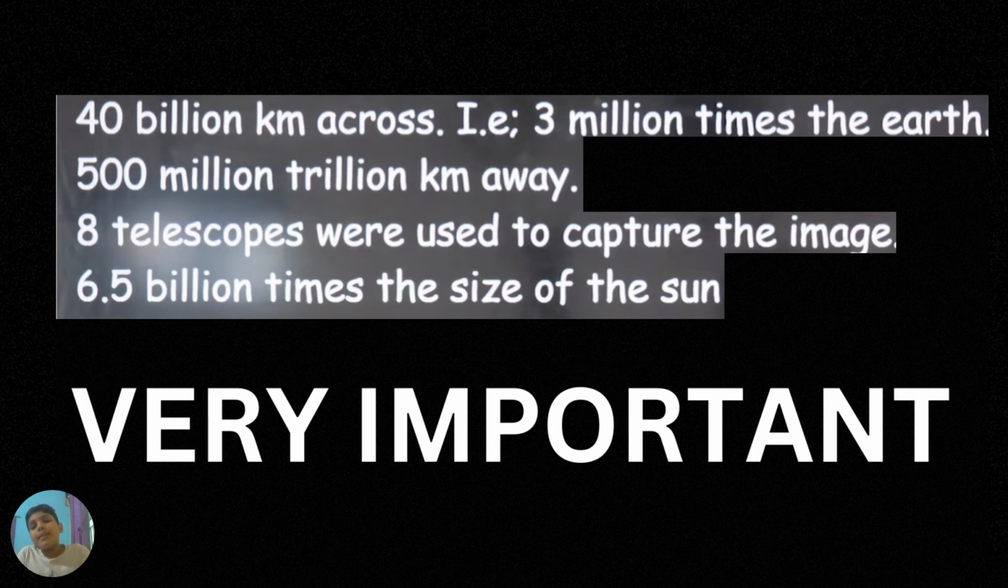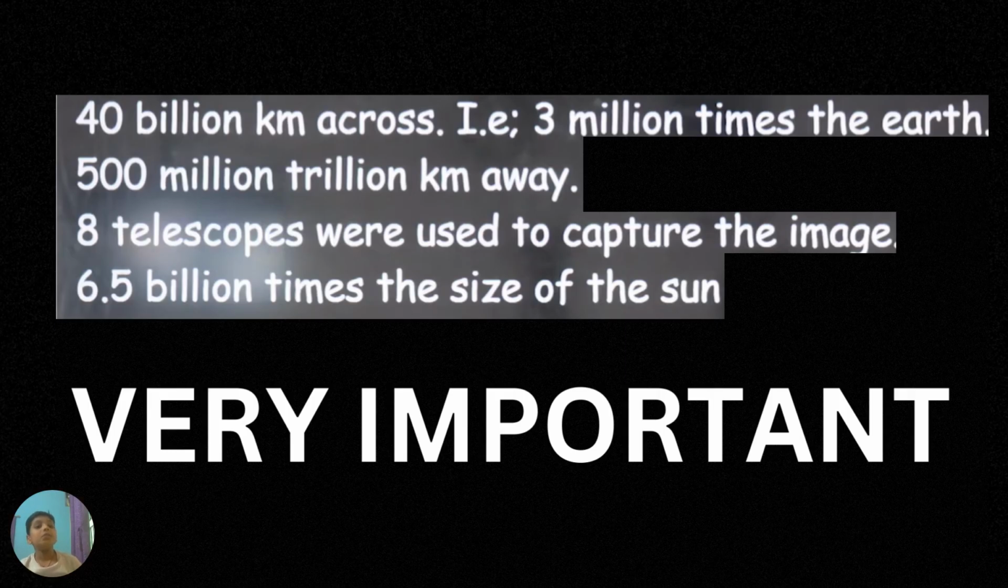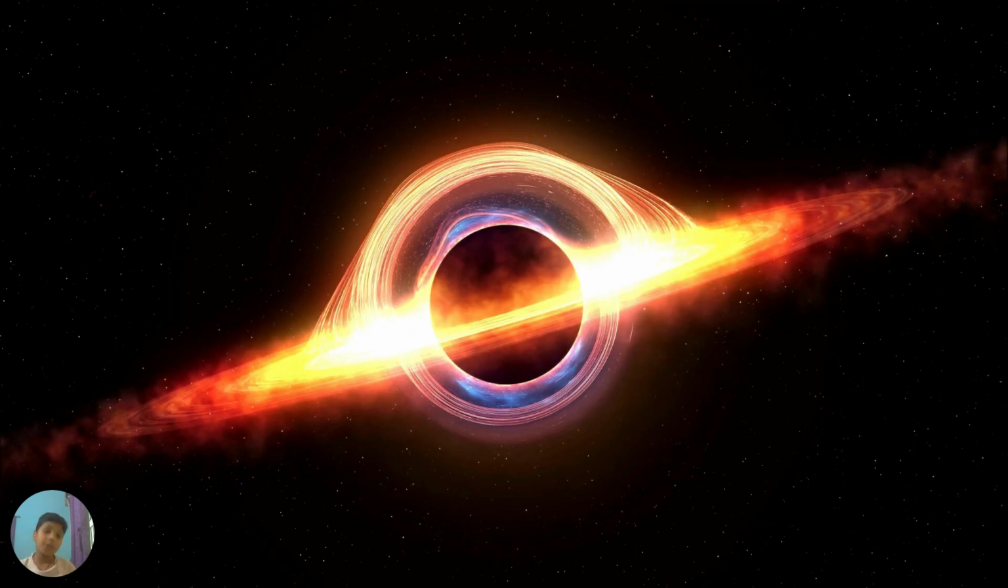So now, very important things about the black hole: it is 4 million kilometers across, that is 3 million times the Earth. Now specifically which black hole are we talking about? We are talking about this black hole, this first black hole. This fact is about that. So 500 million trillion kilometers away, as I've said. Then 8 telescopes were used to capture the image. Oh my god, 8 telescopes at a time. Then 6.5 billion times the size of the sun. These are some of the features of the captured black hole.